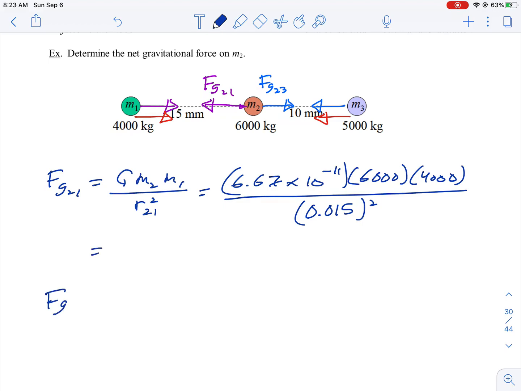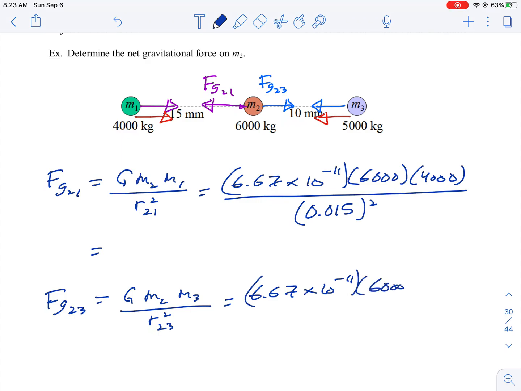So Fg 23 becomes G M2 M3 over R 23 squared. So 6.67 times 10 to the negative 11, M2 again was 6,000. M3 is 5,000. And the distance between 2 and 3 is 10 millimeters, 0.010. And then don't forget to square that. Okay, so let's just calculate both of these.